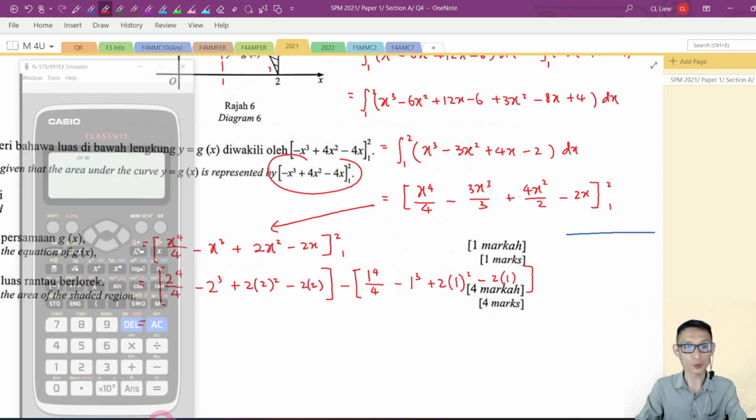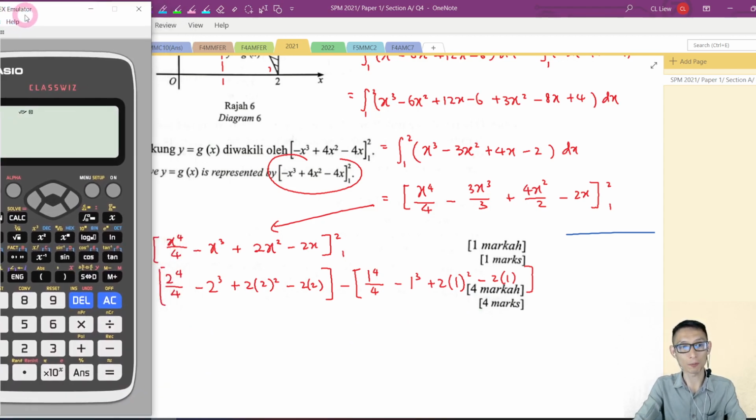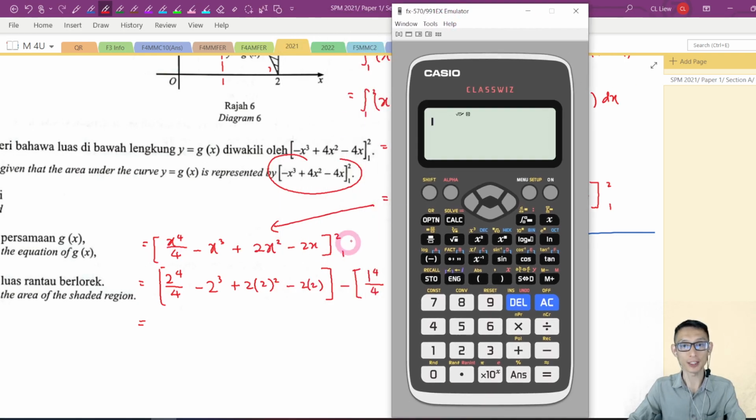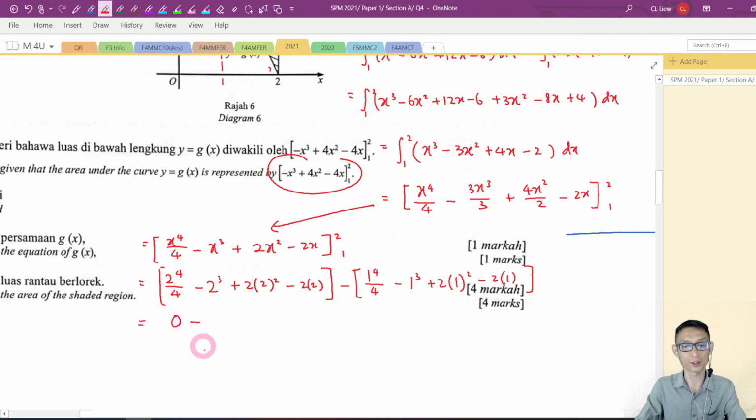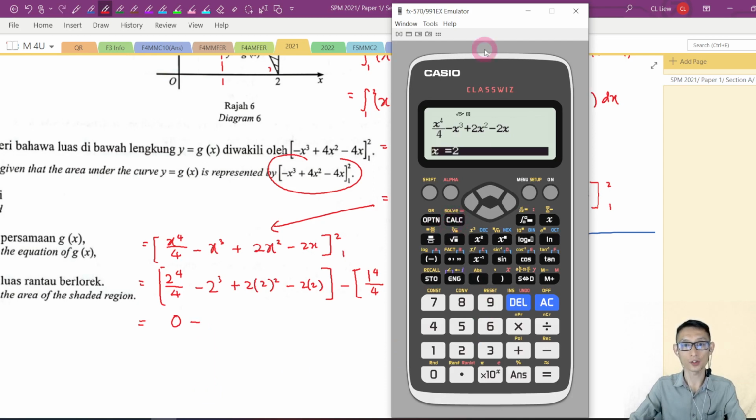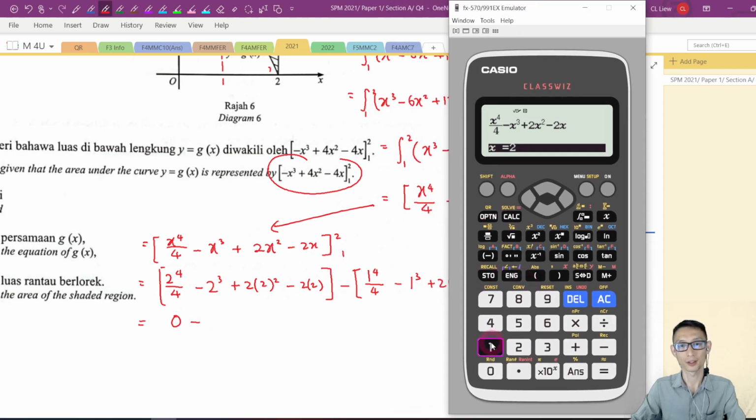For this part, you actually can use your calculator to help you. What I'm going to do is key in the function into my calculator: x power 4 over 4 minus x power 3 plus 2x squared minus 2x. Okay, next, press calculate, and the calculator will ask you what is the value of x that you want to use. So I'm going to use 2, right? Equal, okay, it's 0, right? And then followed by minus, and then press calculate again. This time I'm going to use 1. Press equal. Okay, it's equal to negative 3 over 4.